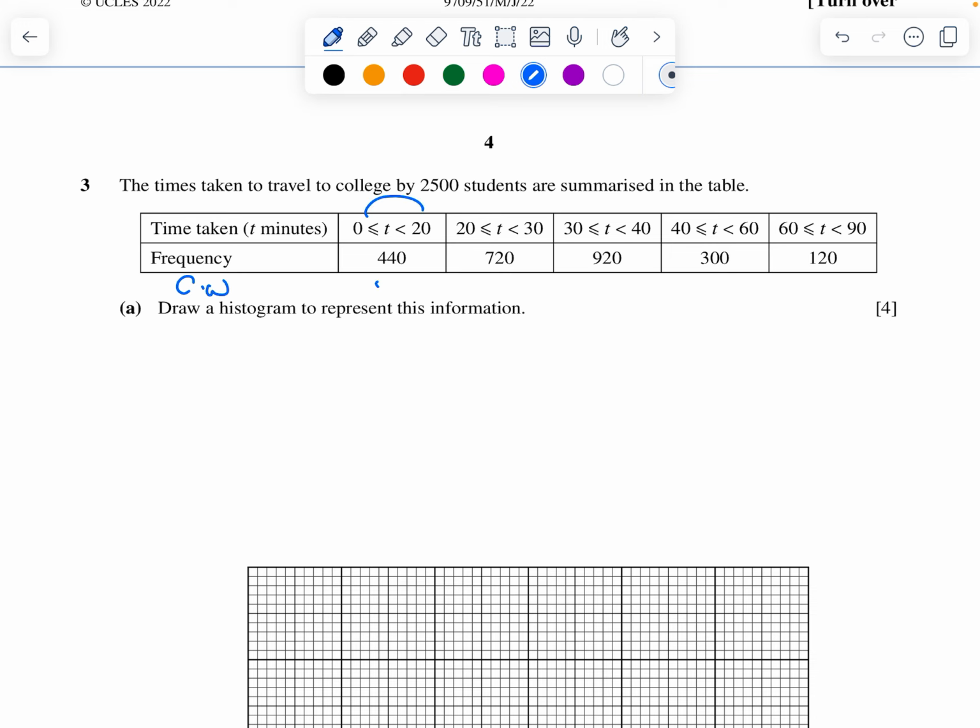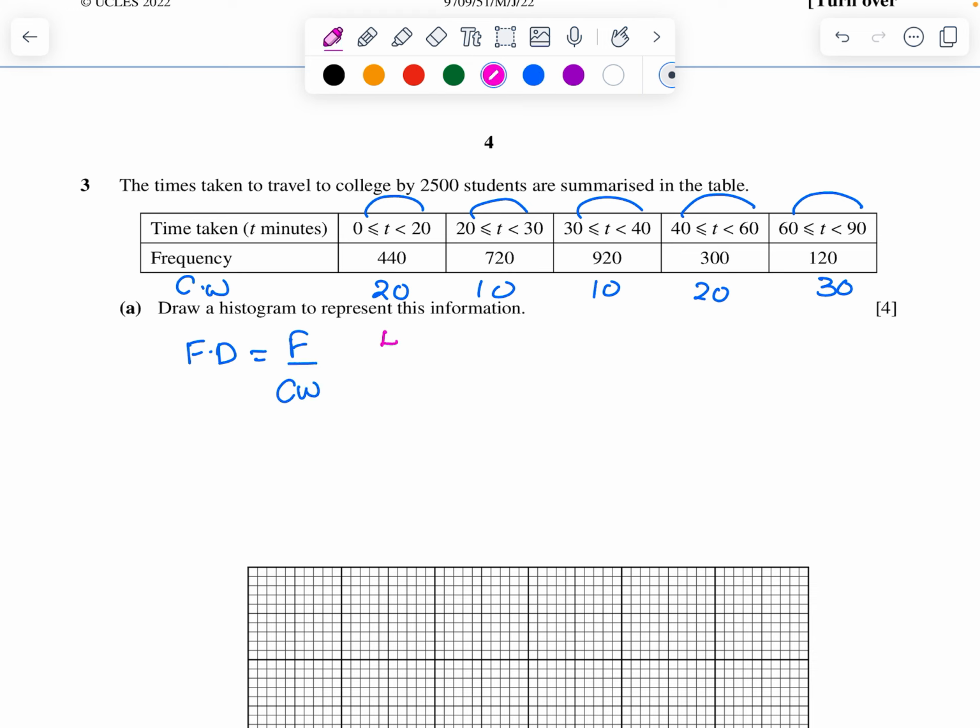Class width: 0 to 20 is 20, 20 to 30 is 10, 30 to 40 is 10, 40 to 60 is 20, 60 to 90 is 30. Then I'll be calculating frequency density. What is the formula for frequency density? It is frequency divided by class width.